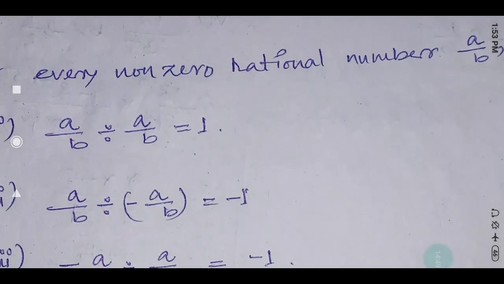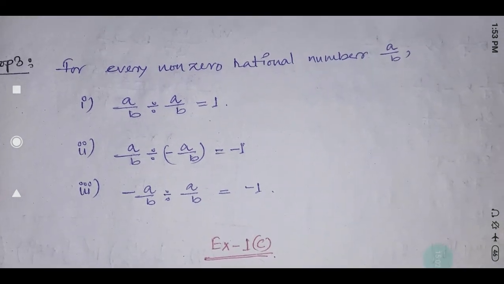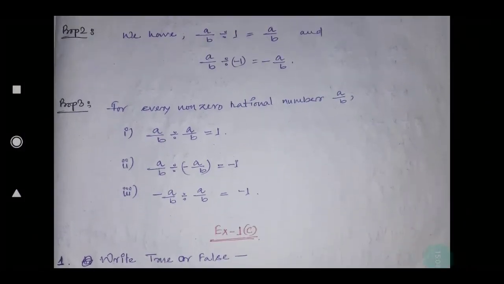See, that is the second case. Then the third case is given: minus of A by B. If you divide by A by B, then also you will get -1. These are all the properties of division. Okay, so now see one thing.